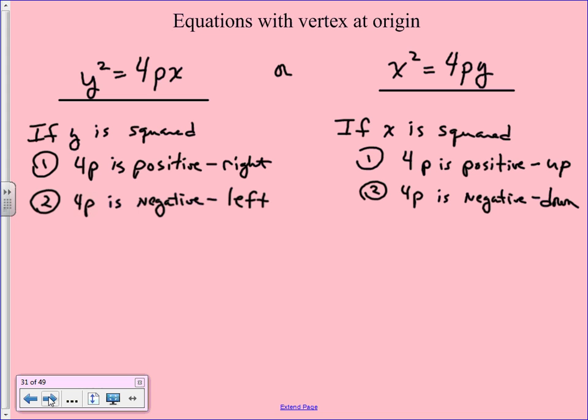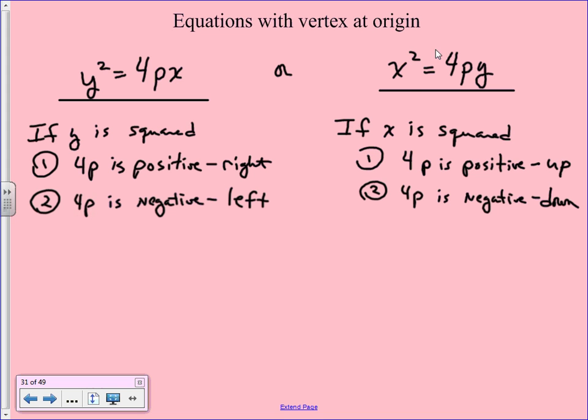With the vertex at the origin is y squared equals 4px. Now I understand you don't know why we put a 4 there and that p. We'll explain that in a few minutes, okay? Here's the general form for the equation of a parabola with the vertex at the origin. y squared equals 4px. In that case, the y is squared, and if the 4p is positive, it's going to the right. If the 4p is negative, it's going to the left. So essentially just the p. If p is positive, right; if p is negative, left.